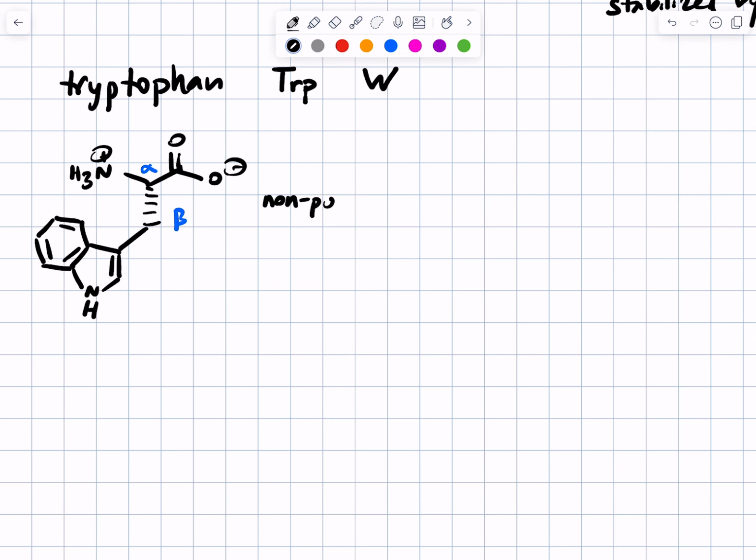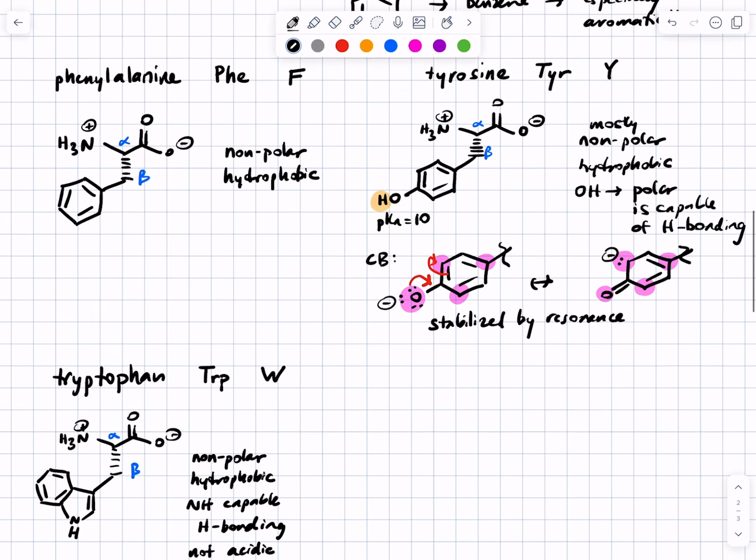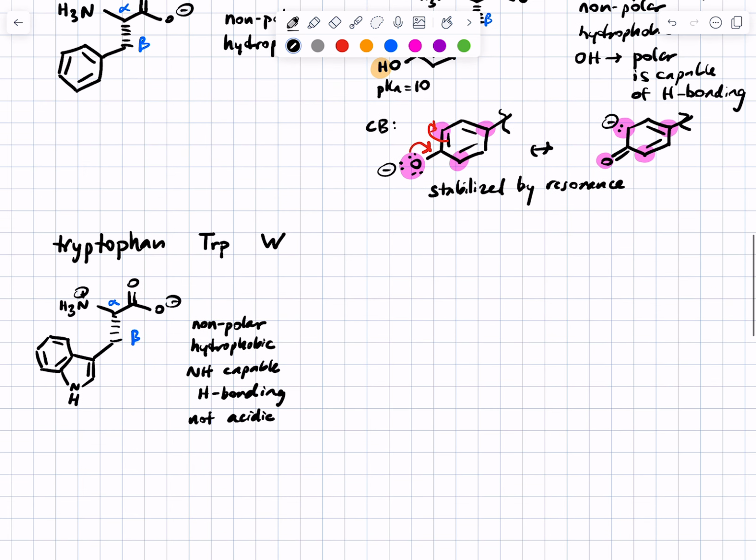Tryptophan, like tyrosine, is mostly nonpolar. It's mostly hydrophobic. The NH is capable of hydrogen bonding, but is not very acidic, so we don't even worry about the pKa of that NH group. As I've said, and maybe we'll just note here because it'll come up tomorrow, tyrosine is a precursor to dopamine, and tryptophan is a precursor to serotonin.